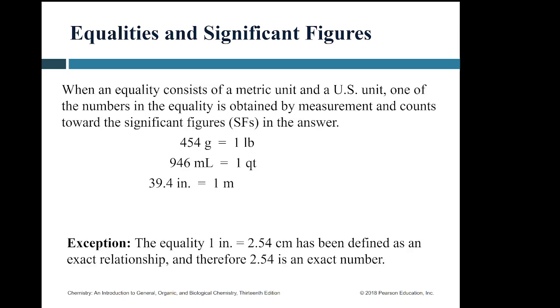When equalities consist of two different unit types that have not been clearly defined, one off of the other, then you're going to get situations where you will have measured numbers. Okay? This happens quite a bit in the metric or SI units versus the imperial units, the US units. And so, for example, going from grams to pounds, 454 grams equals 1 pound. Milliliters to quarts, 946 milliliters equals 1 quart.